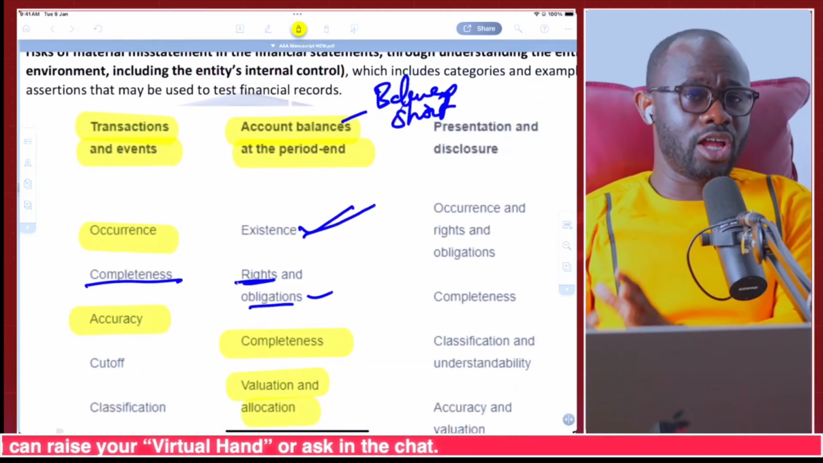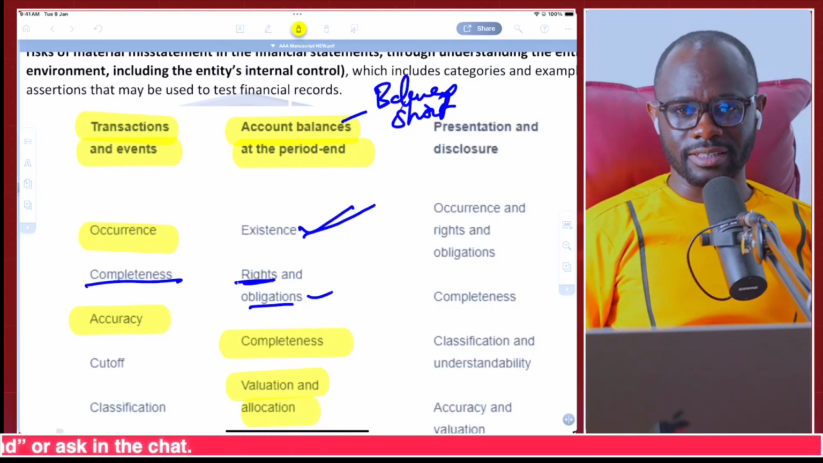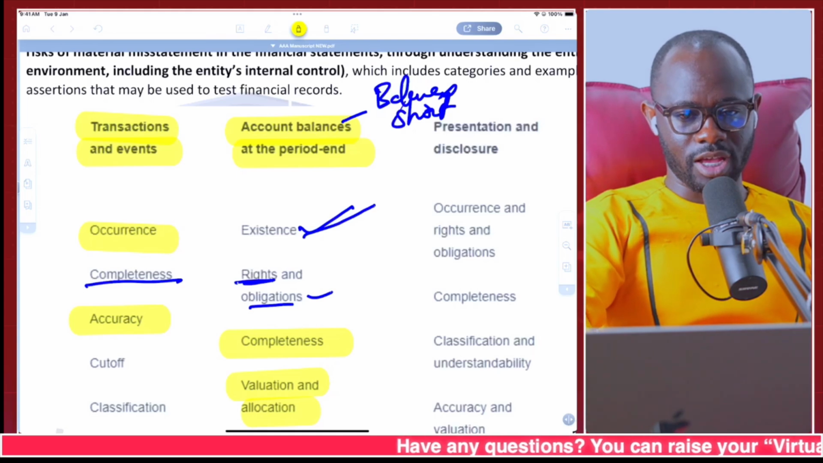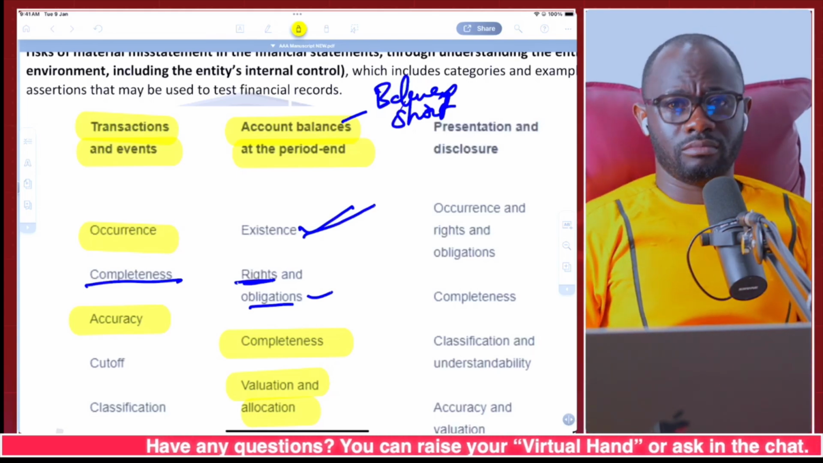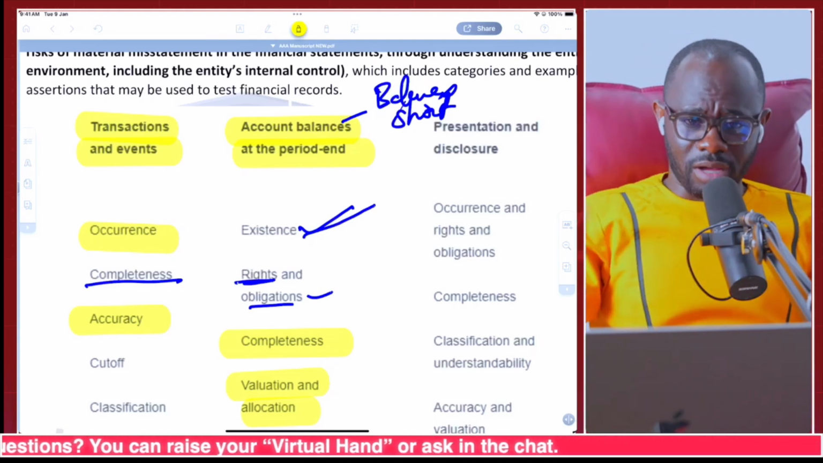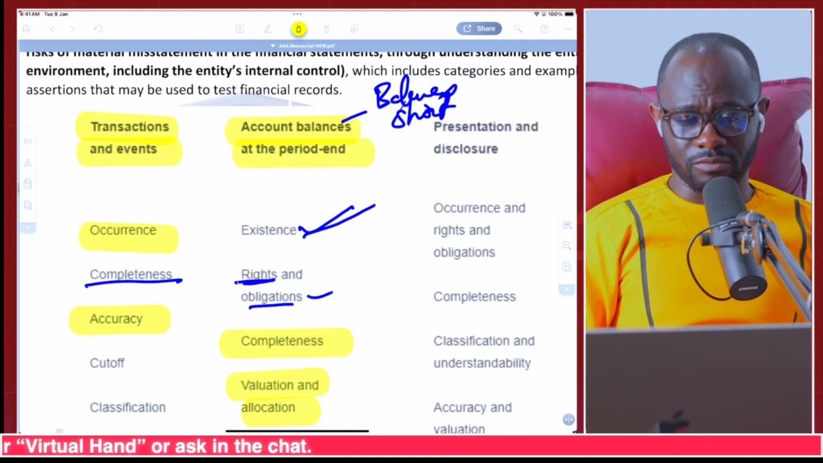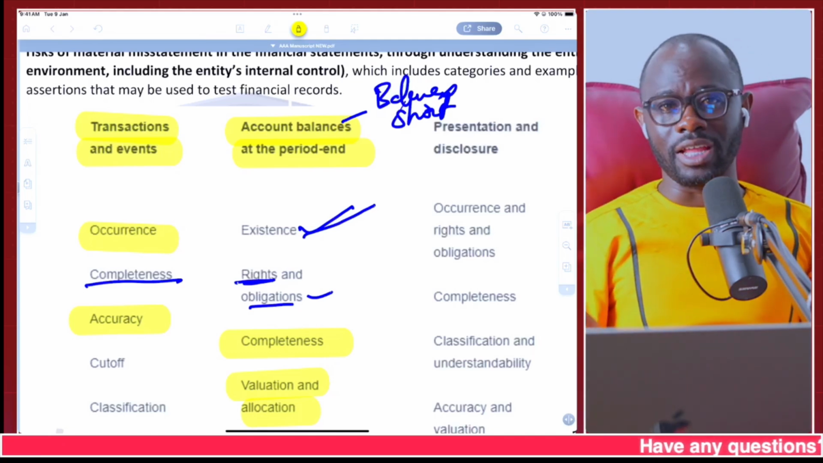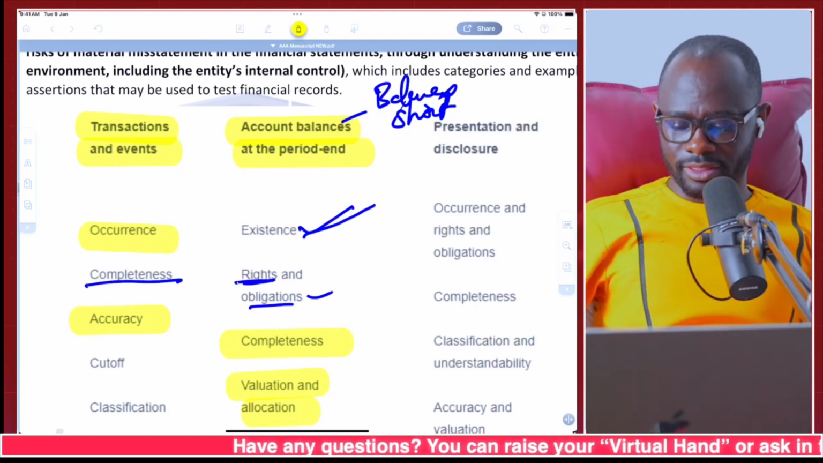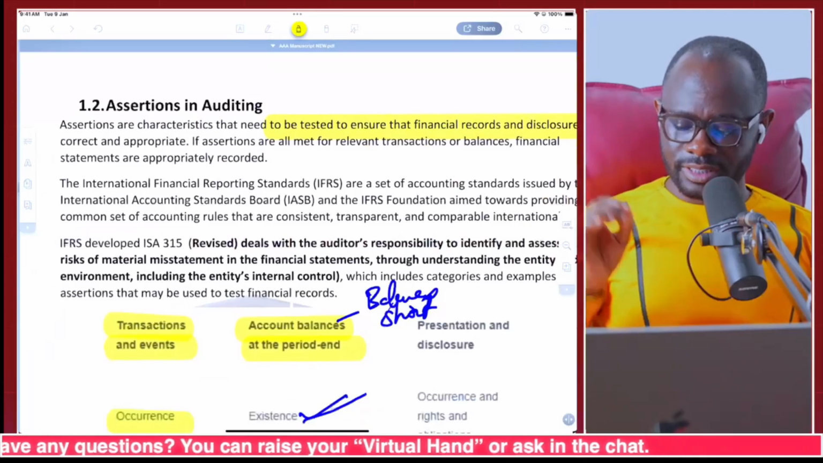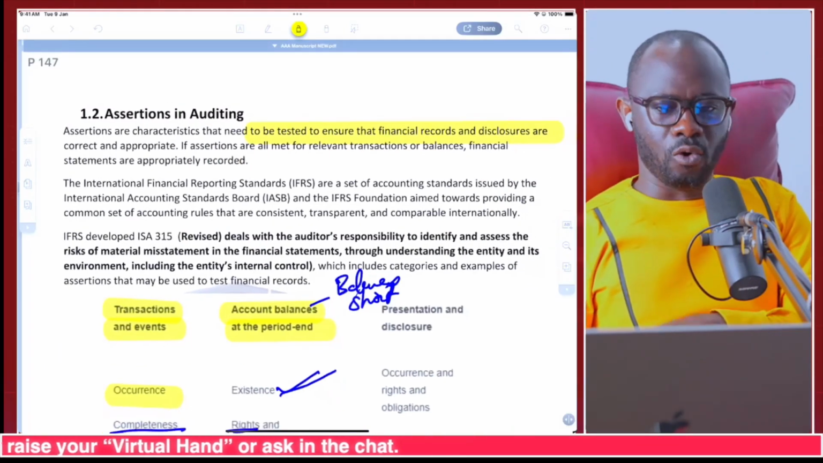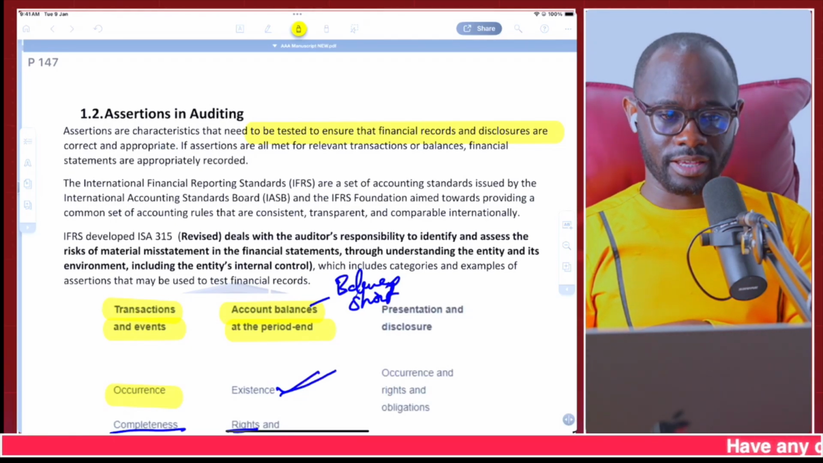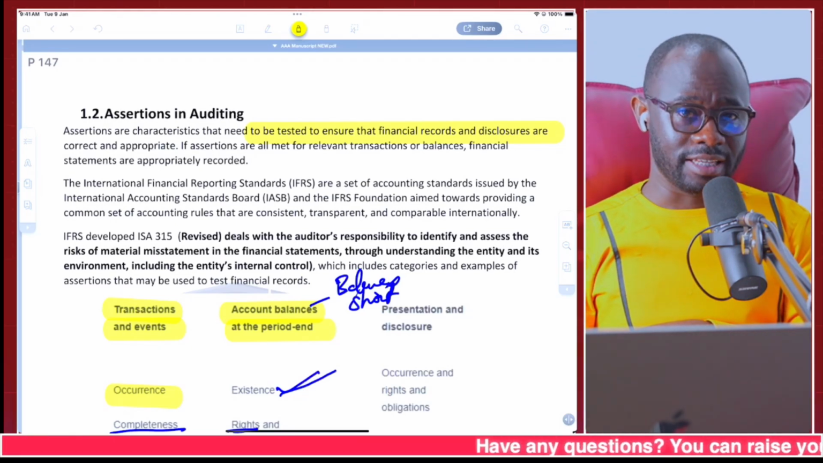So that's the second category, account balances at the year end. Then suddenly you come to presentation and disclosure, same ideas, because disclosure, the notes to the financial statements, is part of the financial statements itself. So we want to find out, have they disclosed whatever is supposed to be disclosed? Is it complete? Were there any omissions? These are the characteristics that we need to test for to ensure that the financial records and disclosures are correct and appropriate.